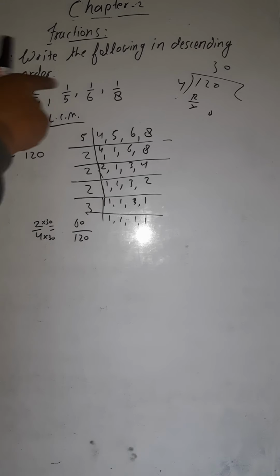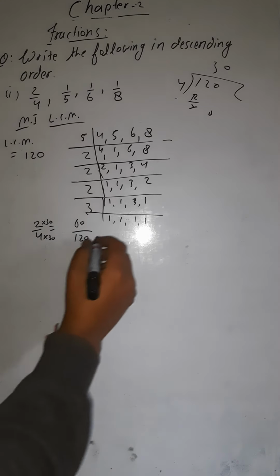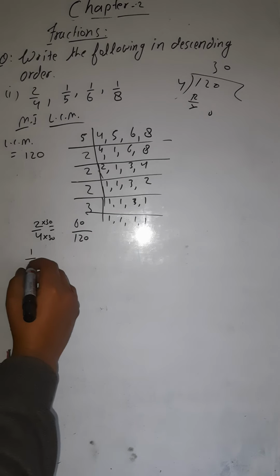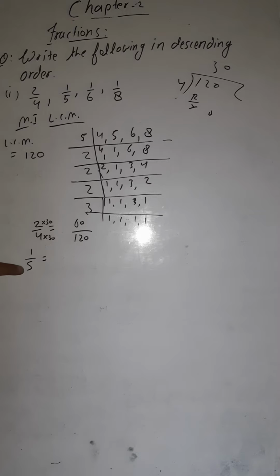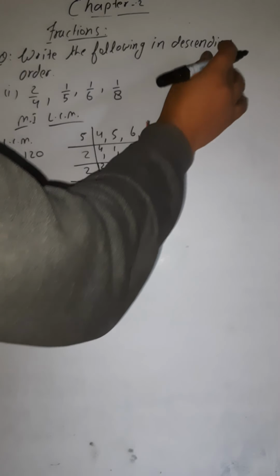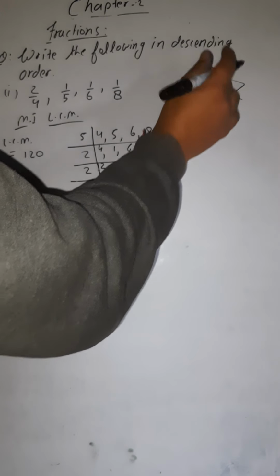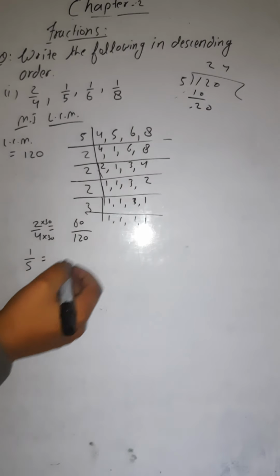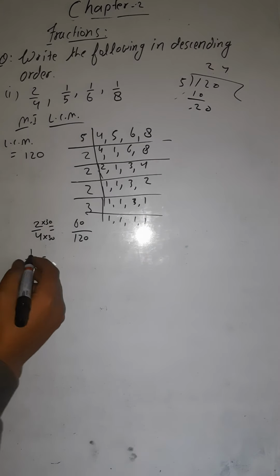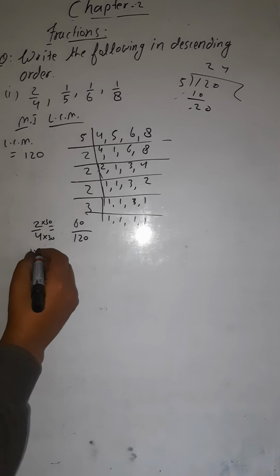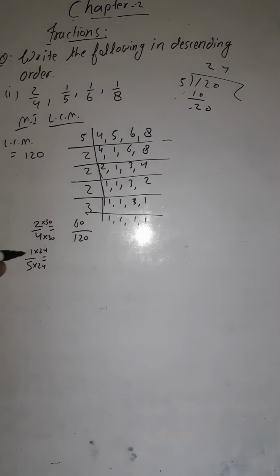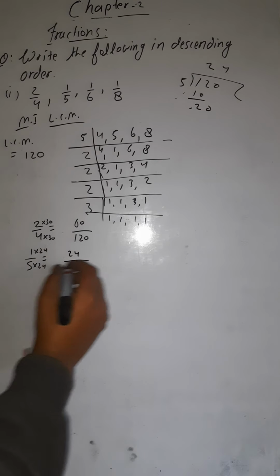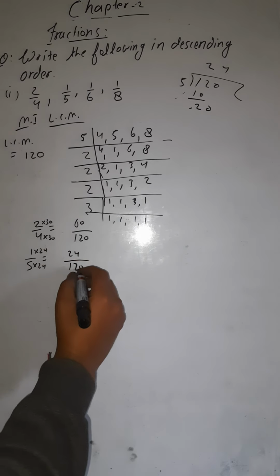Okay, now the next fraction is 1 by 5. Now again you have to change this 5 into 120. So I would divide this LCM 120 by 5. How many times is it going? 5 2s are 10, 20, 5 4s are 20. So 24 times. It means I would multiply the denominator by 24 as well as the numerator by 24. So 24 1s are 24 and 24 5s are 120.